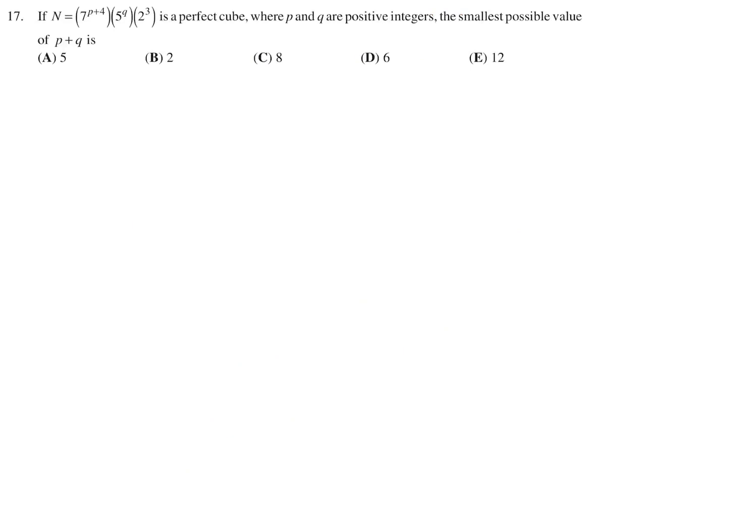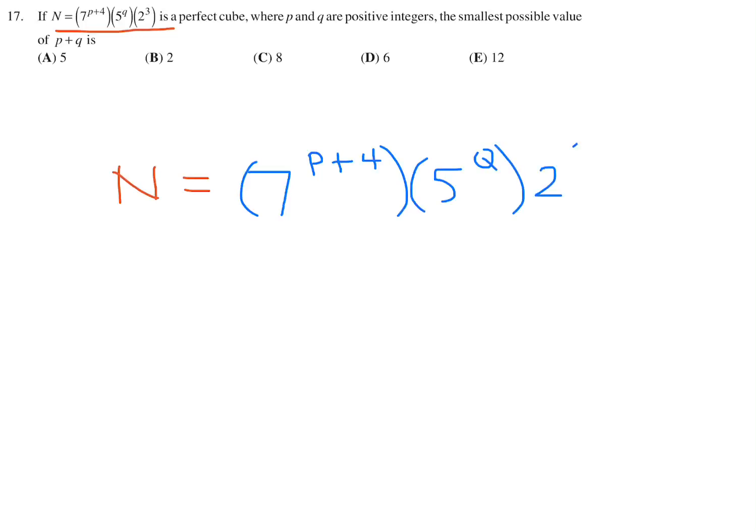If n is equal to 7 to the power of p plus 4 and 5 to the power of q, they've written it so small, and then 2 to the power of 3. If that is a perfect cube where p and q are positive integers, the smallest possible value of p plus q is. All right, let's write this out. We've got this perfect cube, 7 to the power of p plus 4 and 5 to the power of q and 2 to the power of 3.